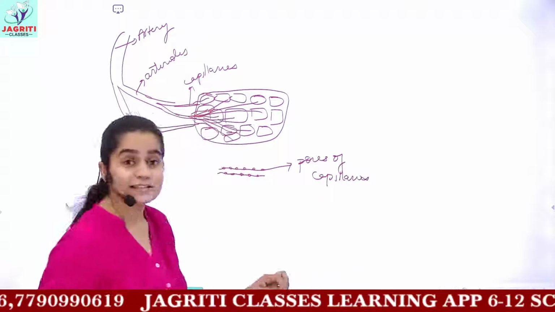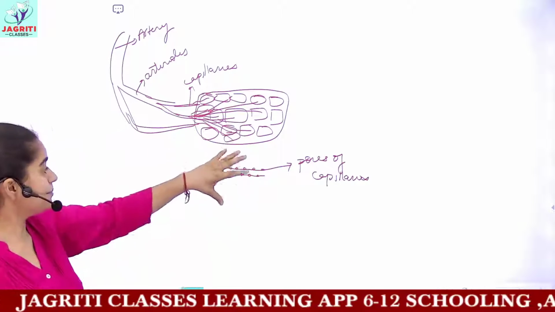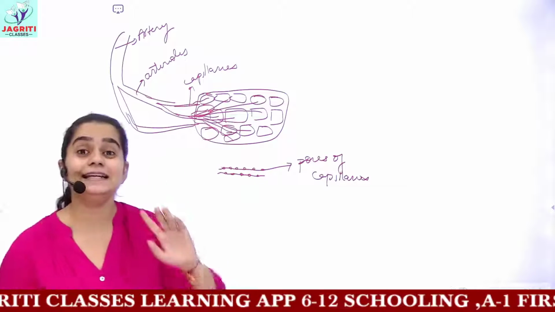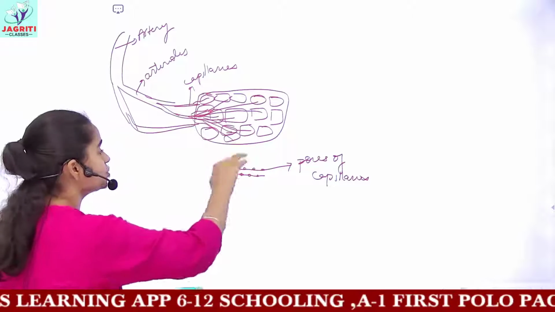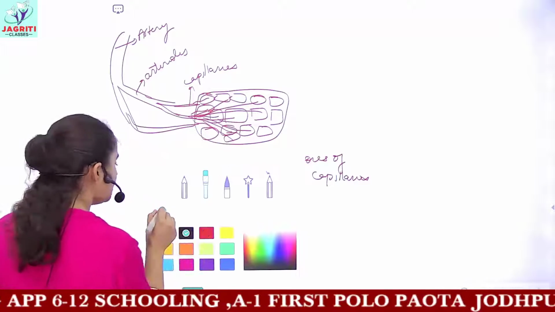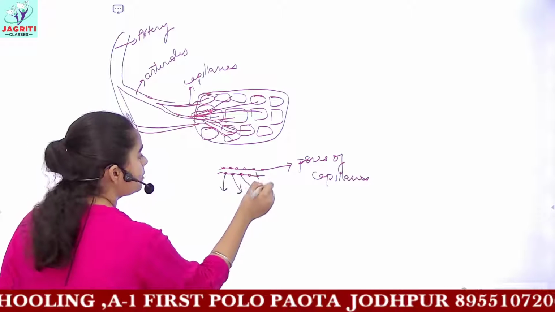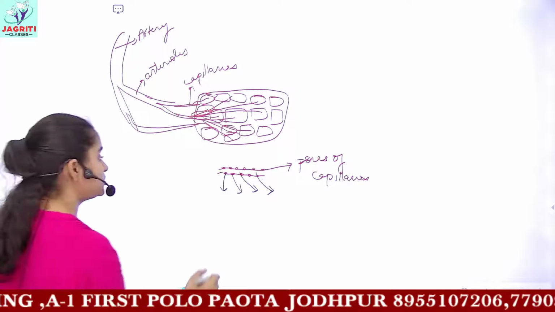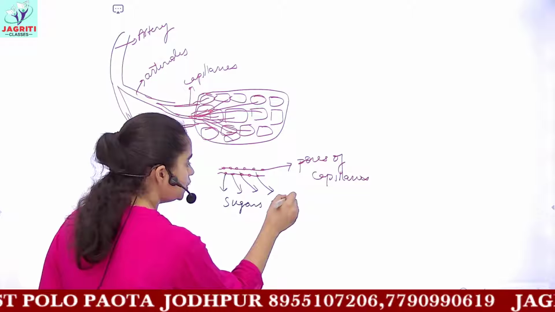That is, the small fine holes present on the surface of the capillary. Remember, we are studying the capillary in detail. So what happens when blood flows through the tissue, inside these capillaries? Some substances come out from the blood through these pores, and these substances may be sugars and amino acids.